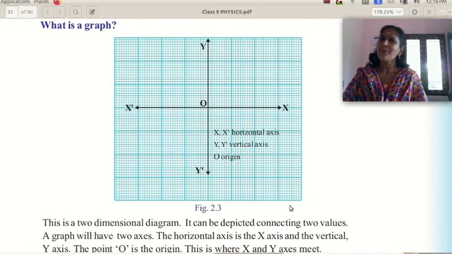So, what is a graph? Today we are going to discuss what a graph is. A graph is a two-dimensional diagram. We can say simply, this is a two-dimensional diagram, not at all 3D. It is related to a plane. You can see it in your picture.